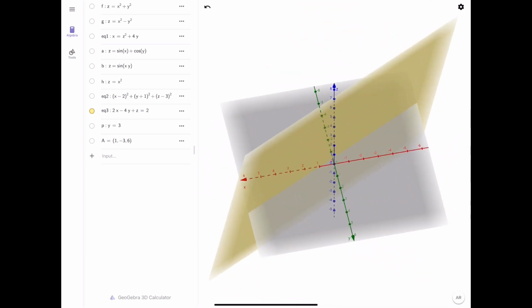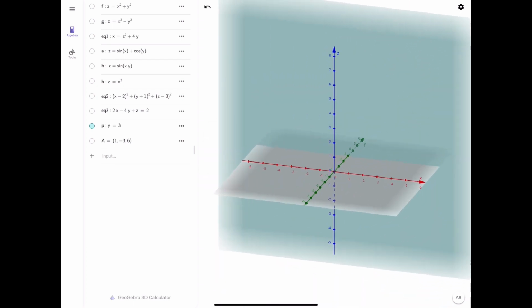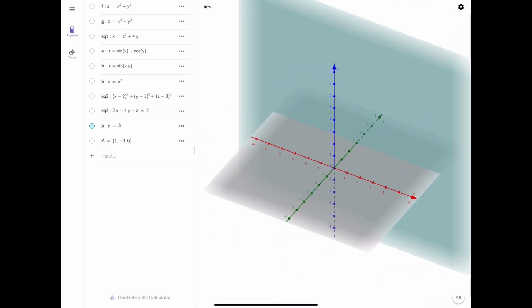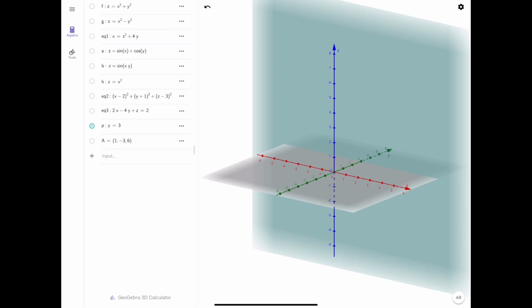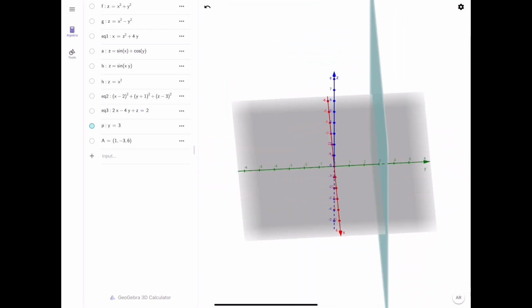Let's look at another plane, y equals 3. This is missing some variables. This is missing the x and z. So if y equals 3, x and z can be whatever they want. So you see in the blue and red directions, we can have any point vertically and horizontally as long as y equals 3. So these are all the x and z values where y equals 3. That's that plane y equals 3.